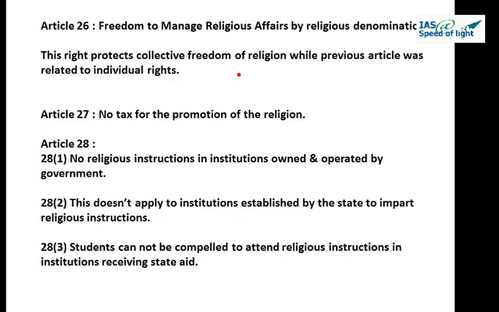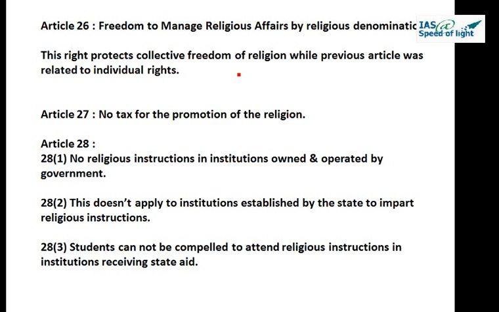Let's move to the article number 26, which is freedom to manage religious affairs, page number 75 of PM Bakshi. Again, subject to public order, morality, and health, every religious denomination or any section thereof shall have the right. First, how will you distinguish it from article number 25? There we are talking about the individual freedom, the freedom of religion to a particular individual, but here we are talking about a section of people, a complete religious denomination.